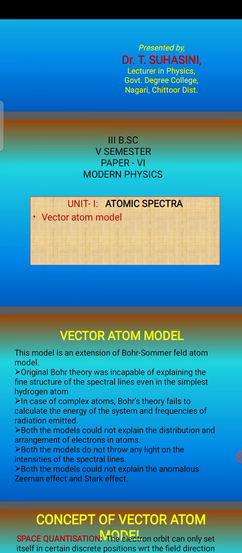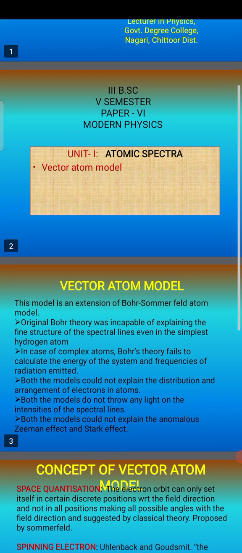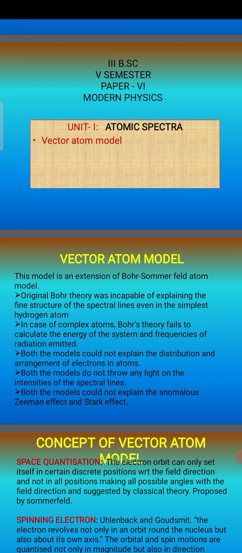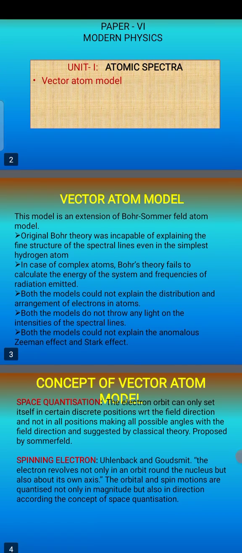So there are some drawbacks in Bohr's theory and Sommerfeld's theory. So Sommerfeld and some other physicists, Uhlenbeck and Goudsmit, developed the vector atom model. So, in the vector atom model, two postulates are there. One is space quantization, second one is spinning electron.